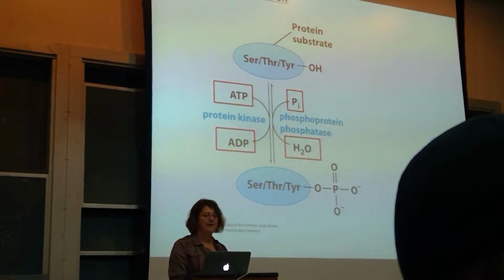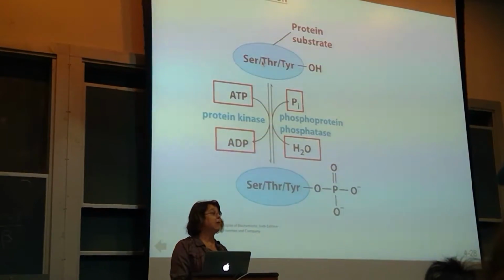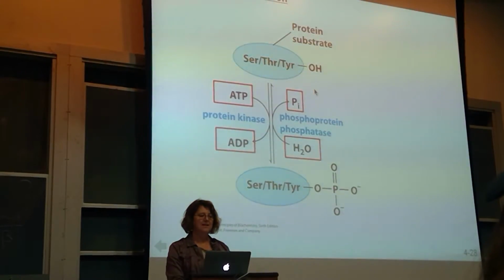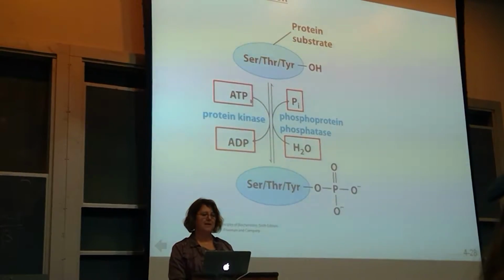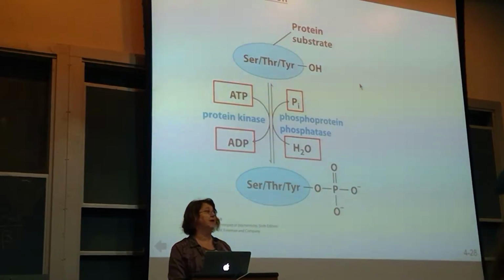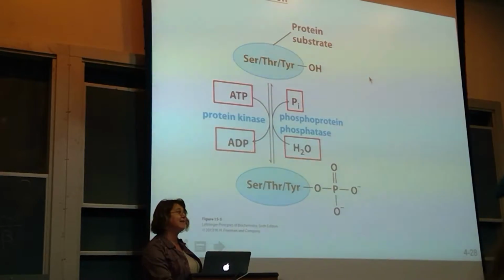And we mentioned last time that these can only happen on a couple types of amino acids: a serine, a threonine, or a tyrosine, because they have that OH group. Then you can put the phosphate group on with the kinase. That's adding the phosphate, and then the phosphatase is removing it.